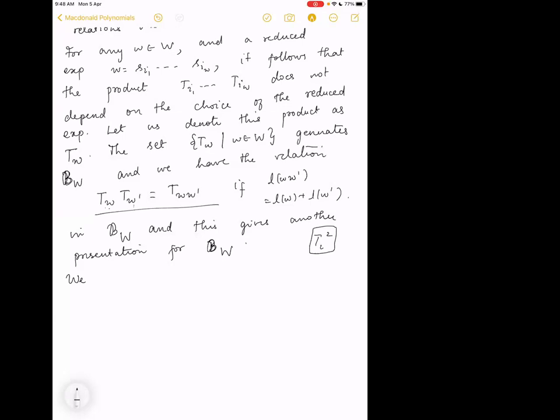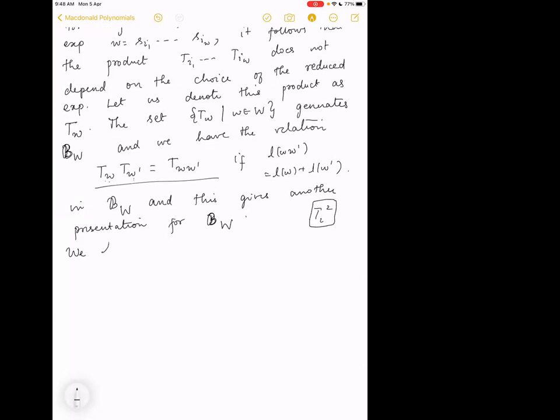Okay, so we have a surjection from B_W to W, sending T_i to s_i, and the kernel is generated by T_i squared.